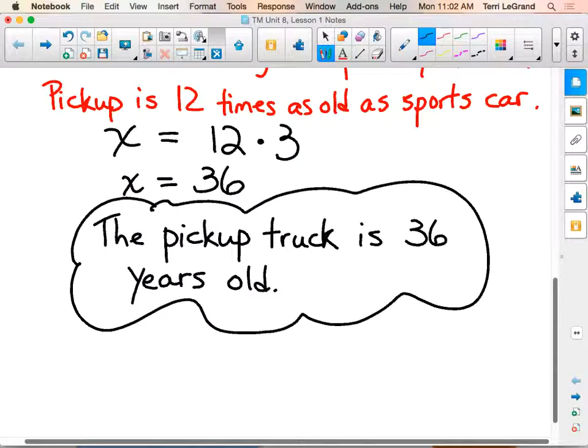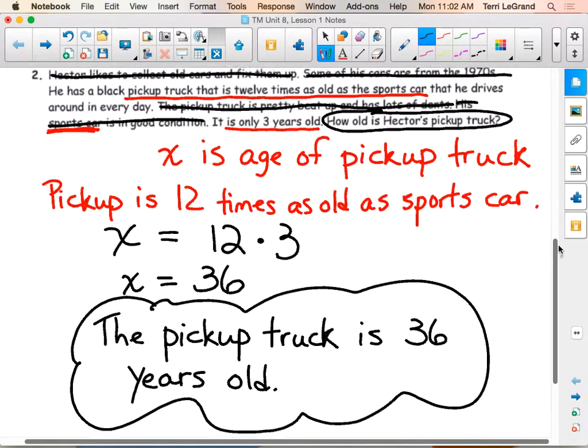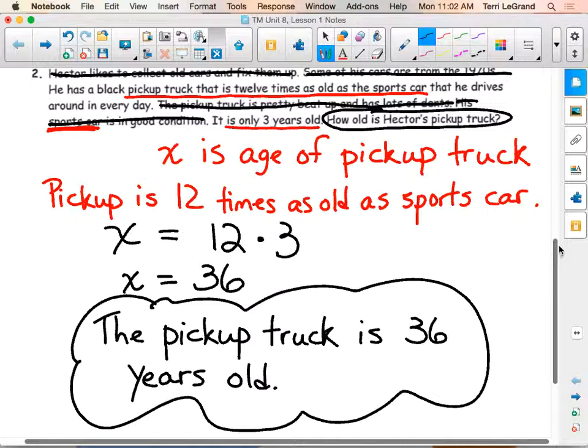Does that seem reasonable? What do you think? Let's go back to our problem up here and see. He likes to collect old cars and fix them up. Well, this pickup definitely needs fixing up, doesn't it? It has lots of dents. Is it old? Yeah. In fact, it's older than the sports car, right? Okay.